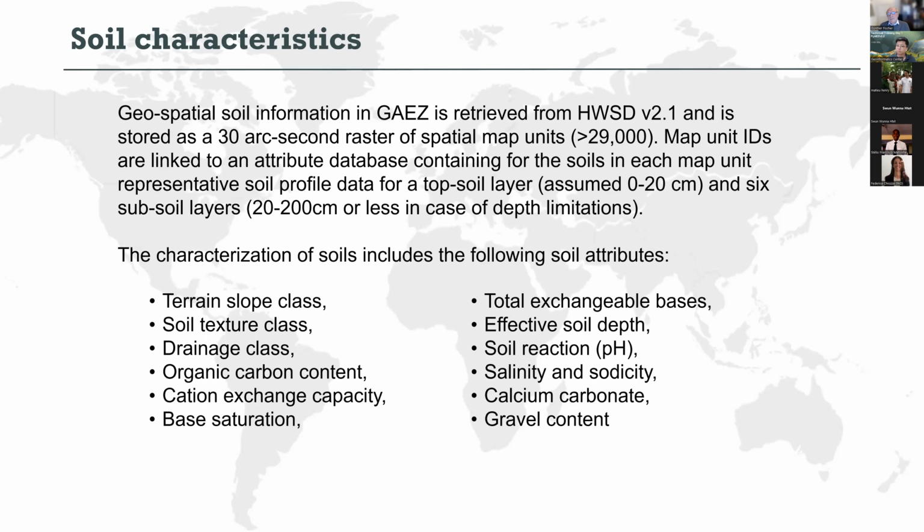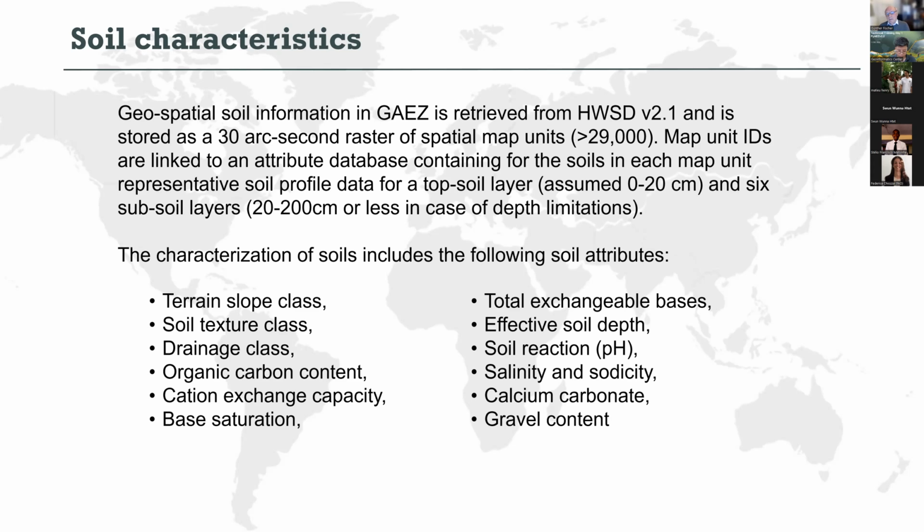The spatial information for the global AEZ is the Harmonized World Soil Database version 2.1, published this year at FAO, stored as a 30 arcsecond raster of spatial map units. There are more than 29,000 of these map units. Each of these map units can have one or more soils, usually more soils.